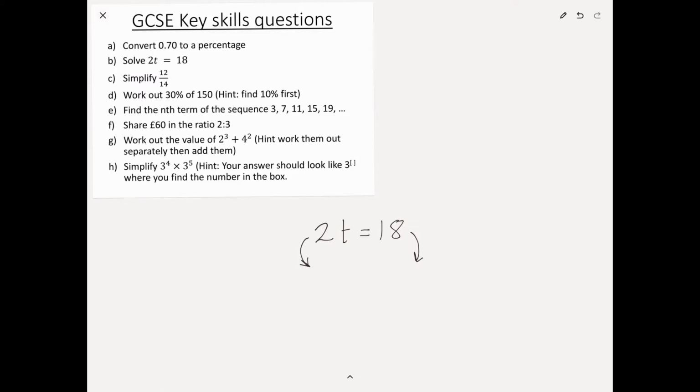sides. Now the t is being times by 2, so we're going to divide both sides of this equation by 2. Well, 2t divided by 2 gives us 1t, that's what we're trying to find. 18 divided by 2 gives us 9. We found t equals 9, that is our answer.